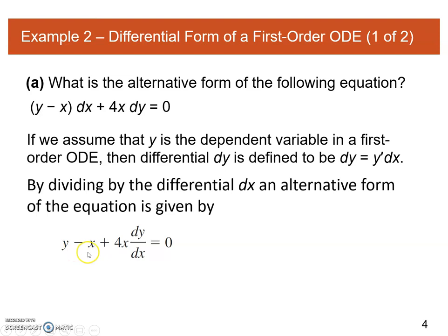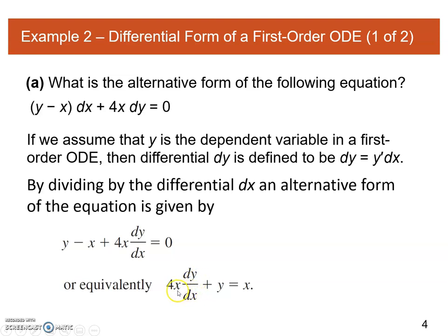Okay, y minus x. Now dx has gone from here, and we get dy over dx. Or you can just rearrange it, and then we can even write it like this. So 4x is here, y is here, and x is here. This is more like a standard form for writing an ordinary differential equation, especially in this case, an ordinary differential equation of degree 1.